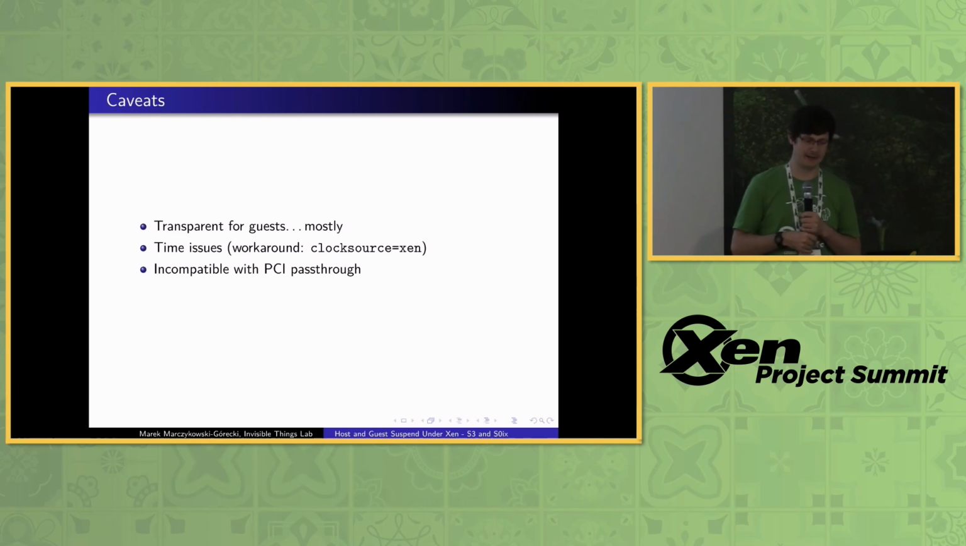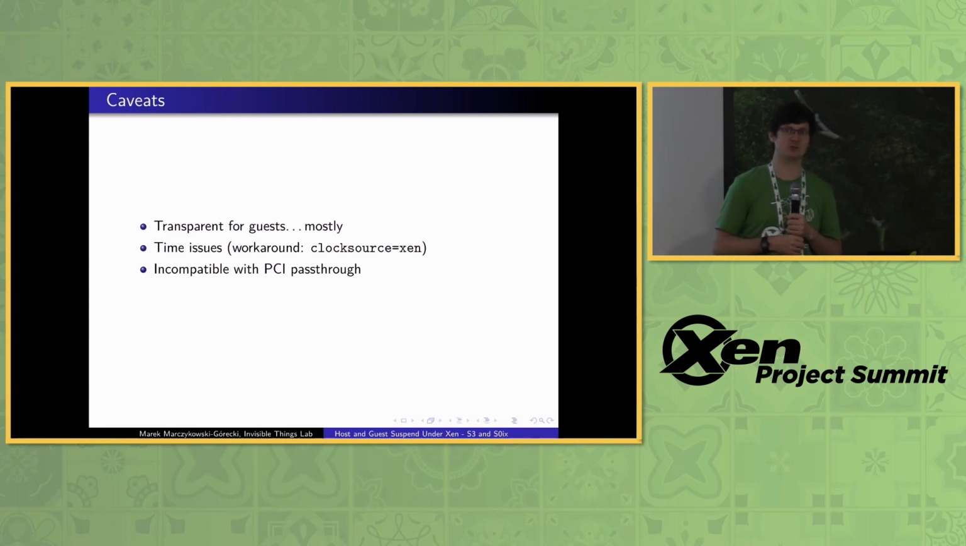But then we noticed why guests are running so slow: if you use clock source xen, then every time a user space application in a guest tries to get the time, it is a syscall to the kernel. So it's not perfect, and also it's very much incompatible with PCI passthrough.